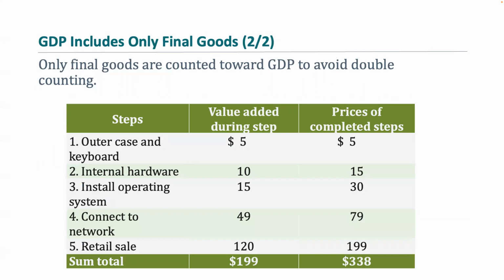Only final goods are counted toward GDP to avoid double counting. Here we see the steps, the value added, and then the price of the completed steps. The column on the right is a running total of the numbers to the left, and the final price of the phone altogether is $199. However, if we count all the values of the intermediate steps, we would overvalue that phone and say that it contributed $338 to GDP. This is why we only count final goods.